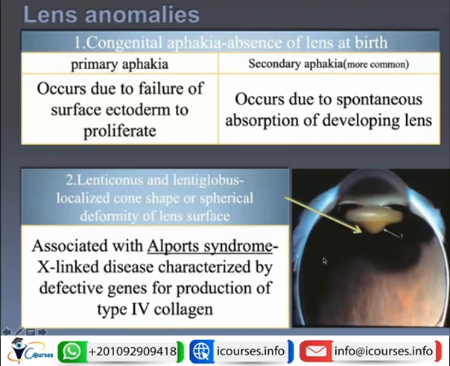Sometimes there will be congenital anomalies regarding the curvature of the lens. They may assume a conical shape, like lenticonus, or a spherical shape, like lentiglobus. These can occur with a famous syndrome called Alport syndrome. But in Alport syndrome, it is associated with anterior lenticonus rather than posterior lenticonus.